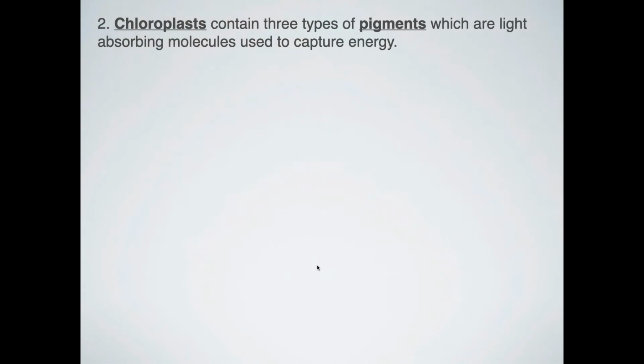So what about chloroplasts? Chloroplasts are the primary organelle that we're going to be focusing on here in plant cells, and they contain three types of pigment that are light absorbing molecules. And so pigments are light absorbing molecules. When we use the term pigment, a lot of times people just think of paint. Paint is a pigment. It absorbs particular wavelengths of light and reflects others. And that's the color that you actually see with your eyes, right?